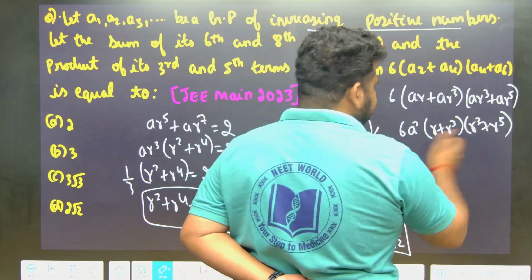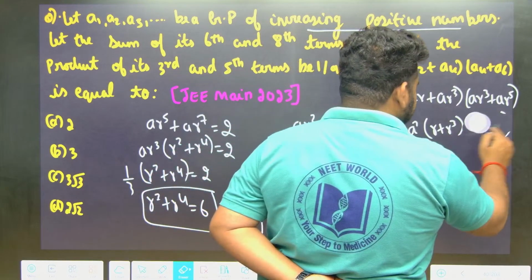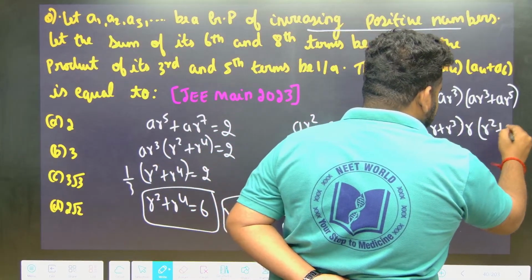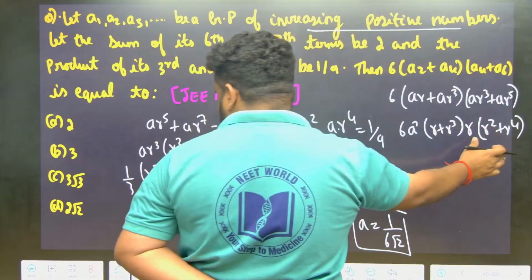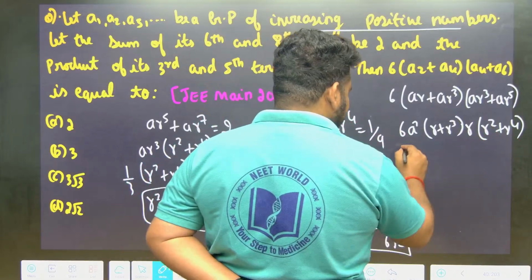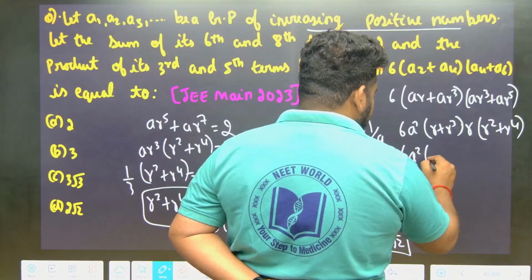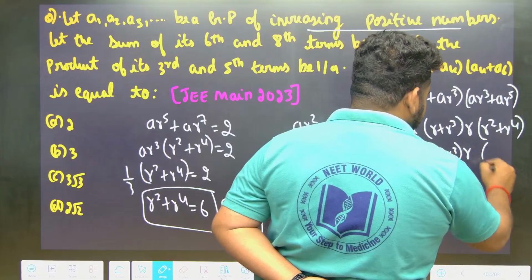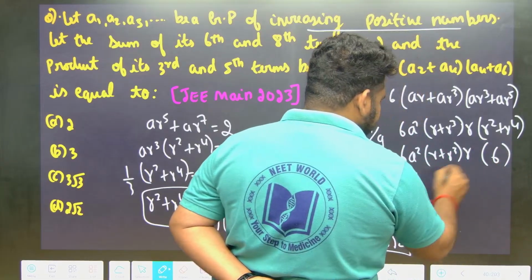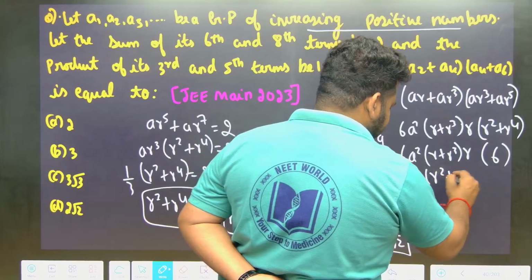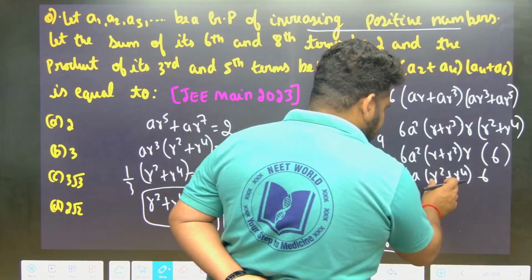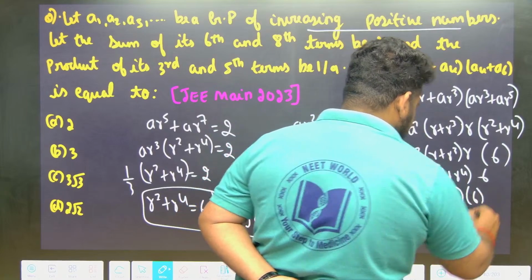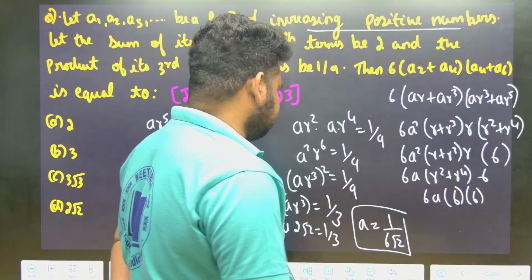Or if I take r common here, I will get r square plus r power 4. R square plus r power 4, we already got the value as 6. So this value will become 6a square. I take r here, r plus r cube, into r, this will become r square plus r power 4, which is 6. So we have 6a into 6 into 6.